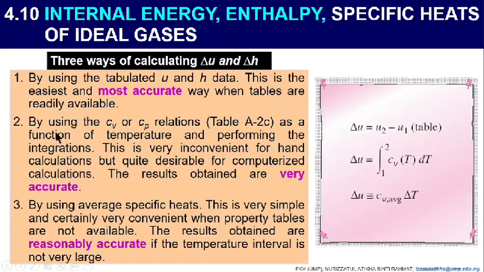The second way is by using the CV or CP relation as a function of temperature and performing the integration. This is very inconvenient for hand calculation but quite desirable for computerized calculation. The results obtained are very accurate. Number 3 is by using average specific heat, this equation. This is very simple and certainly very convenient when property tables are not available. The result obtained is reasonably accurate if the temperature interval is not very large.